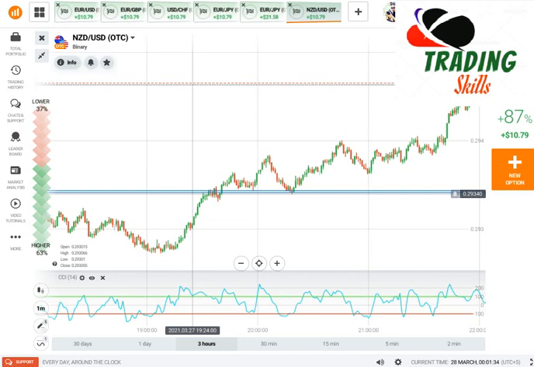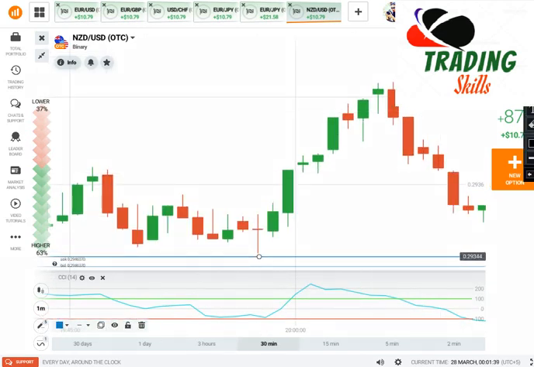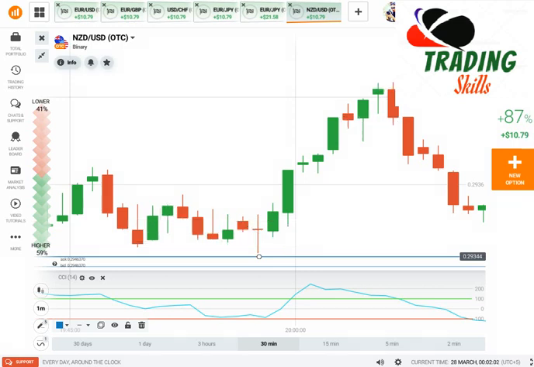So now in this area, where is SNR? This is a support, resistance, this is a support, this is a support, this is a support, and this is a resistance. So this area is a strong SNR. Because of this level we can expect here a reversal.